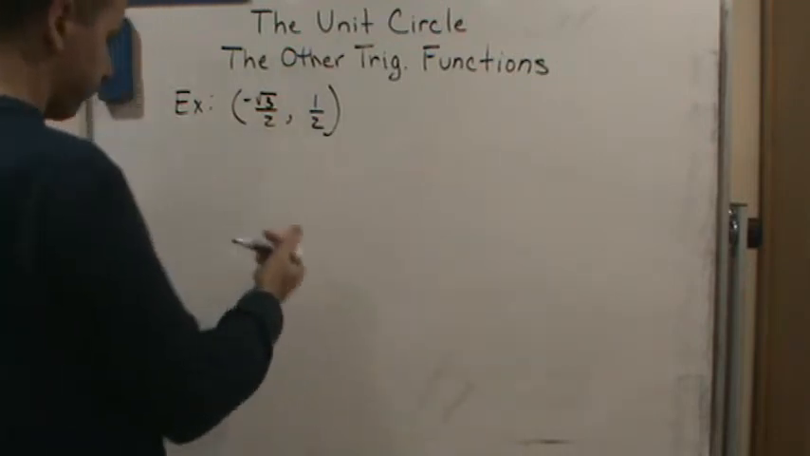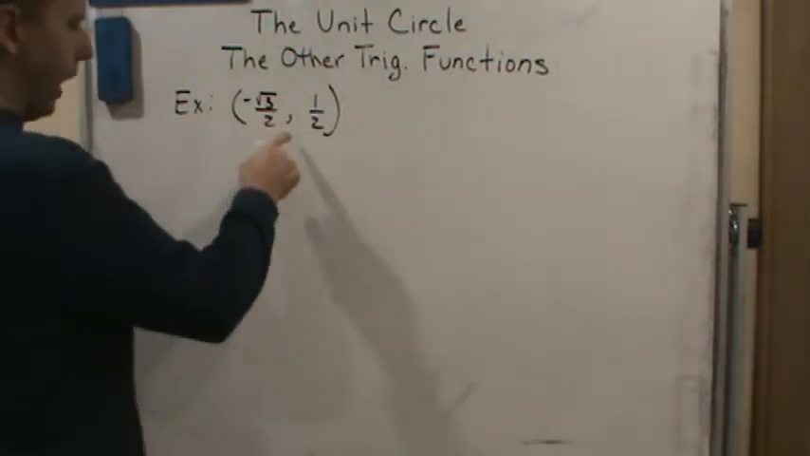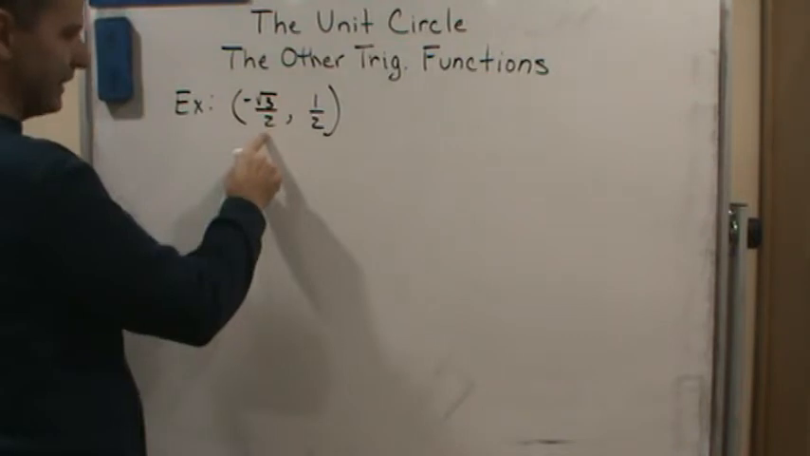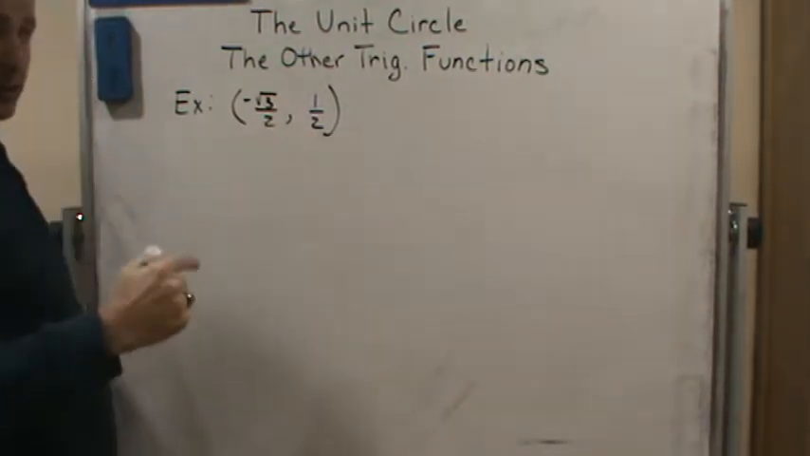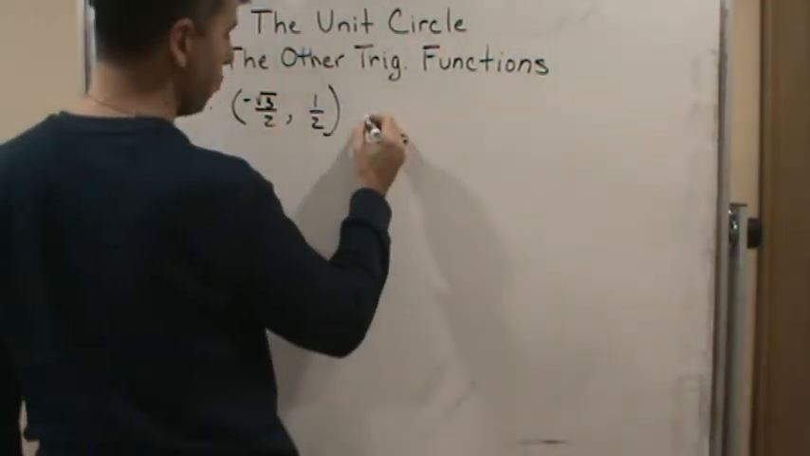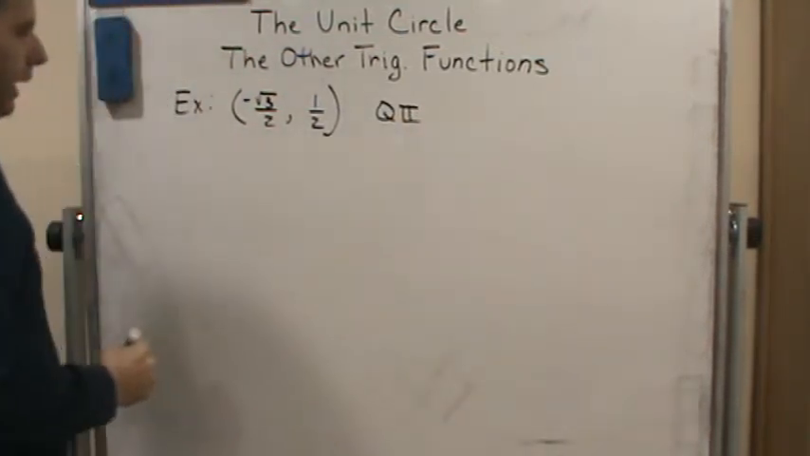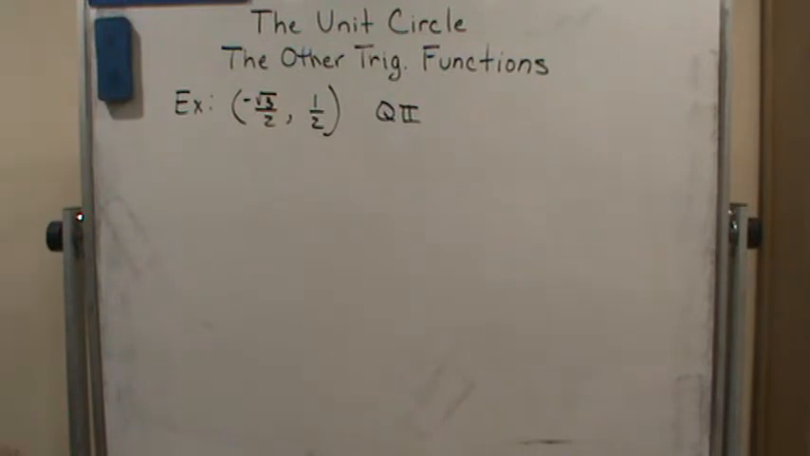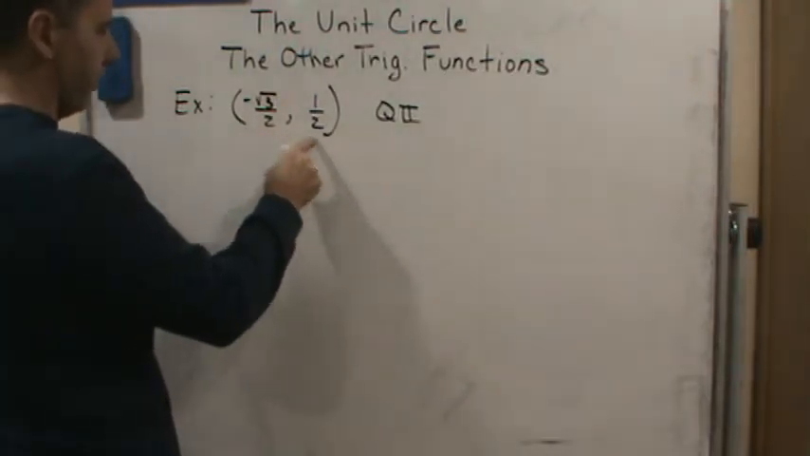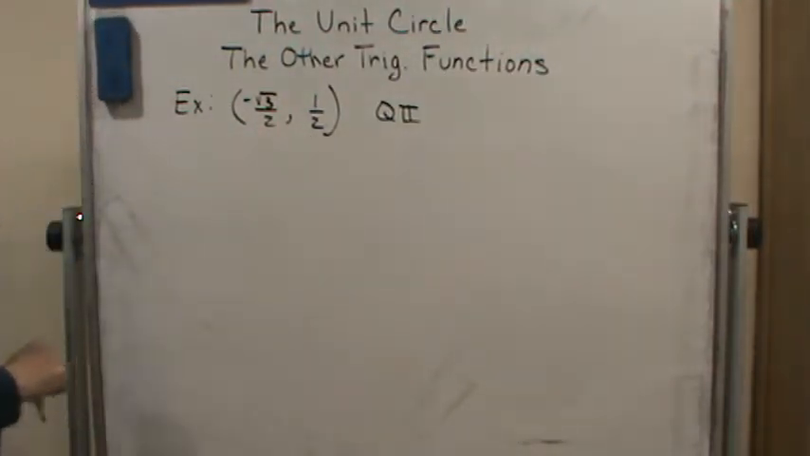Okay, so here's the thing. What quadrant is this in? Well, x is negative and y is positive, which means it's in quadrant number 2, right? So we're in quadrant number 2, okay? And so we need to know what the reference angle is. So in this case, we have theta, we're in quadrant number 2. So notice that this is negative and this is positive.